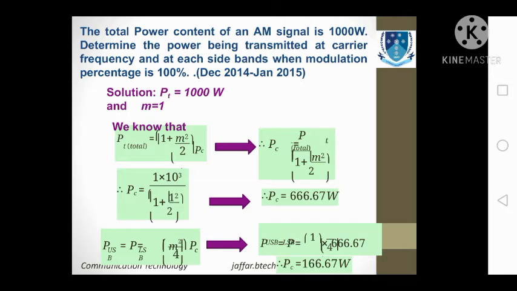If you solve this for PC, you will get the value of PC as 66.67 watt. That is about 67 or 66% of the power consumed just by this carrier. So let's talk about the remaining power, that is how much power is used by the sidebands. There are two sidebands, you know that: the first one is the upper sideband, the second one is the lower sideband.